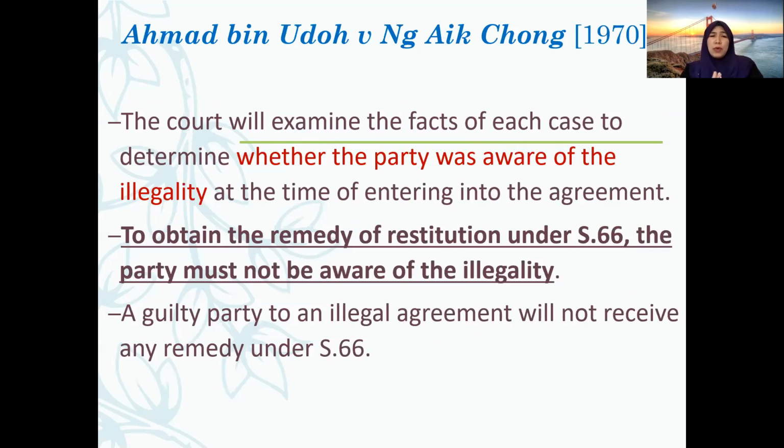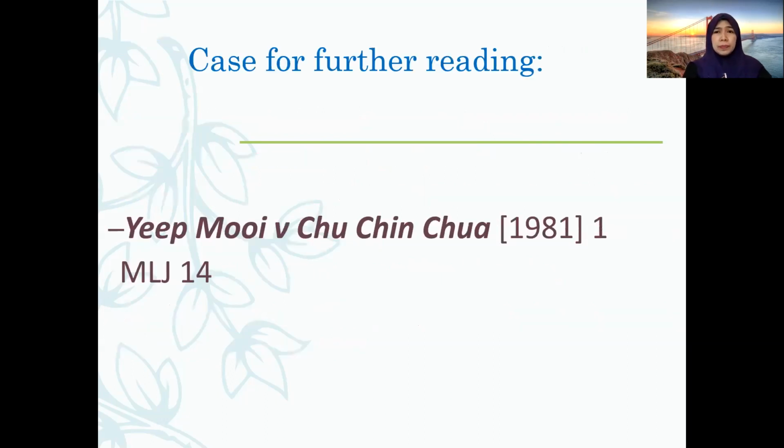So the focus is, when the court scrutinized the case here, the main focus is whether the party was aware of the illegality or not. Because under Section 66, to obtain the remedy of restitution, the party must not be aware of the illegality. That's why you have the term discovered. So a guilty party to an illegal agreement will not receive any remedy under Section 66. Because it reflects ex turpi causa non oritur actio. You must go to the court with clean hands. What's the meaning of clean hands in this situation? You are not aware of the illegality. If you are aware, your hands are dirty. You are not coming with clean hands.